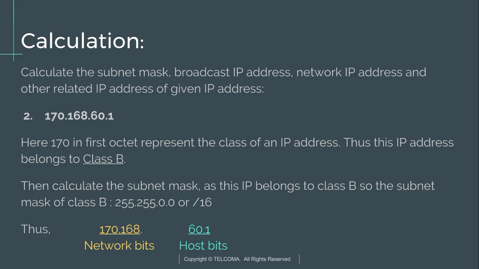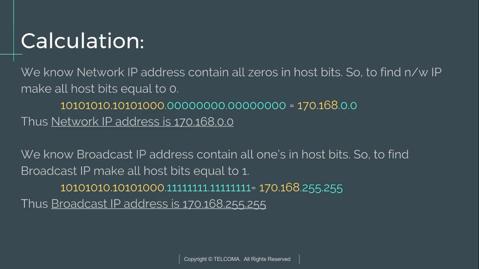The other IP address is 170.168.60.1. Here the 170 in the first octet represents the class, so this IP address belongs to class B. Then we have to calculate the subnet mask. The subnet mask of class B is 255.255.0.0 or /16. It means the first two octets represent the network bits and the other two octets represent the host bits. To find the network IP address of the given IP, make all host bits equal to 0. By making all host bits, meaning the last two octets, equal to 0, we get the network IP address.